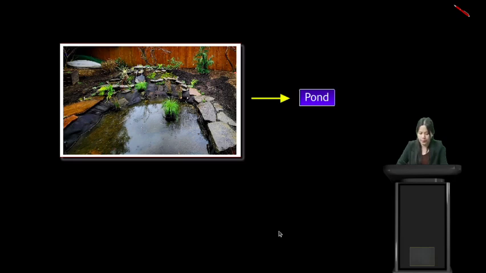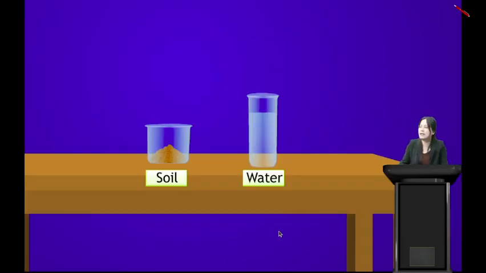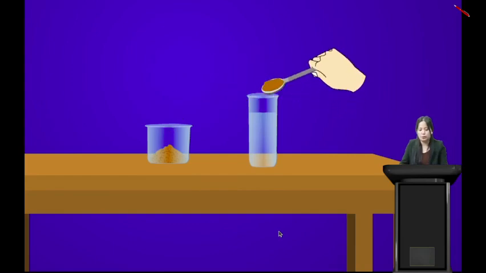Now let us see here. A pond. Okay, we have a pond here. Now what are the substances present in a pond? Yes, students. The different substances present in the pond consist of sand, stone, water, etc. So let's take the example of water and soil. Okay, what happens when you put a spoonful of soil into water? What happens?